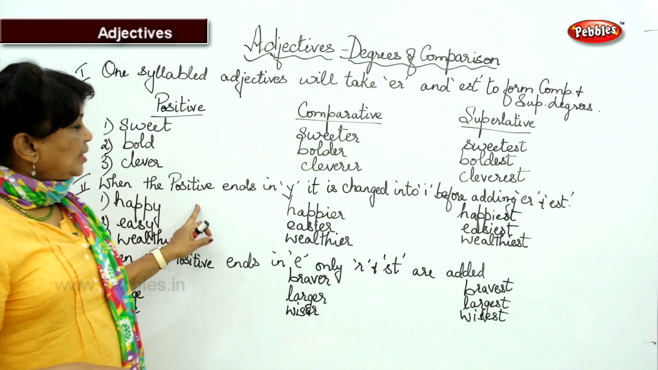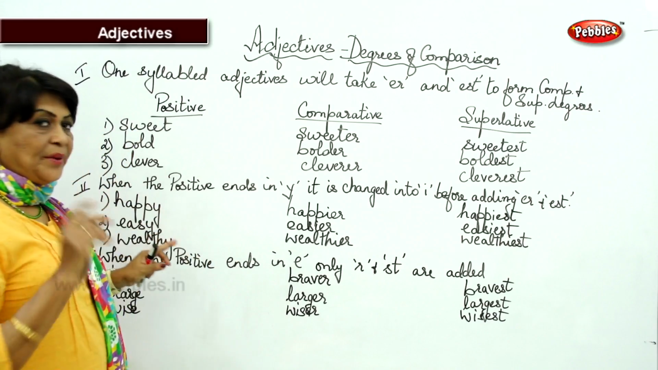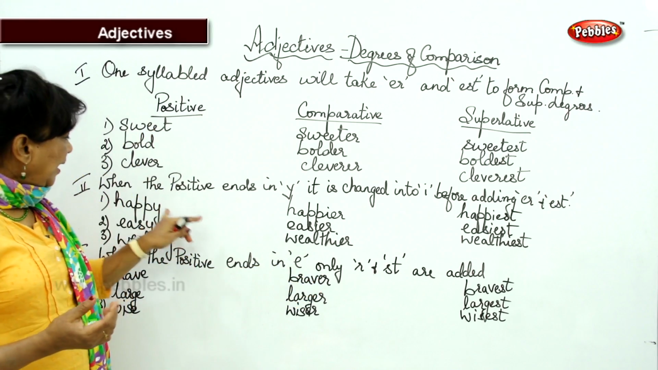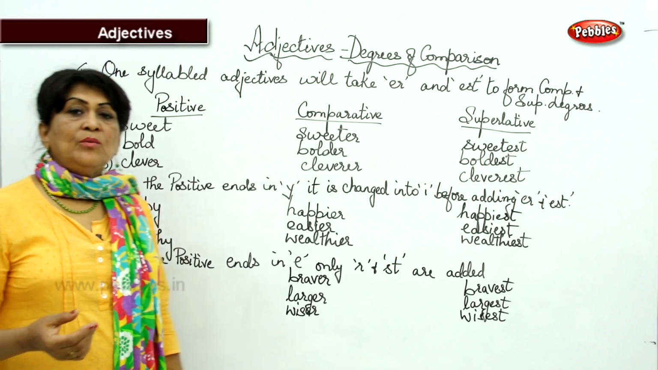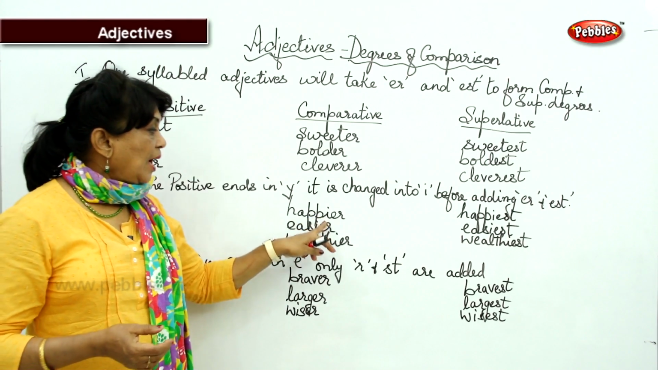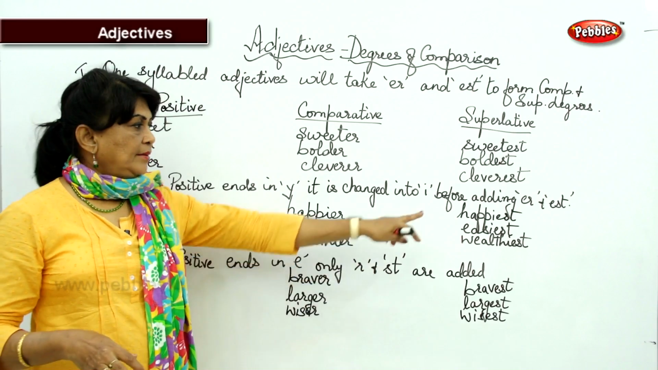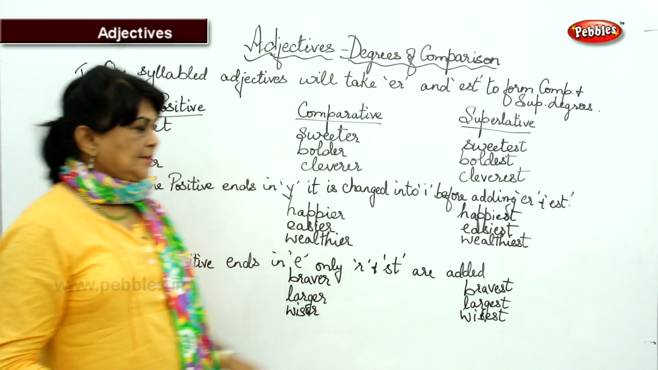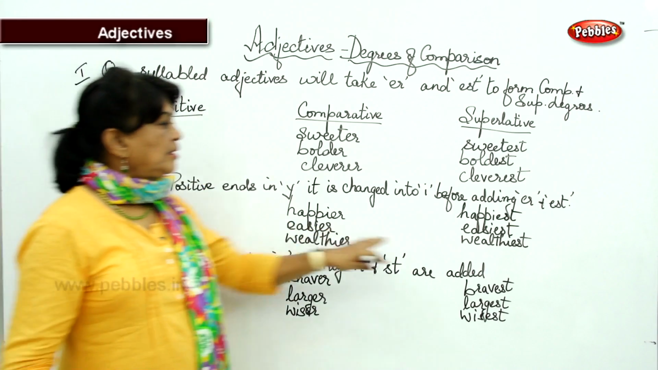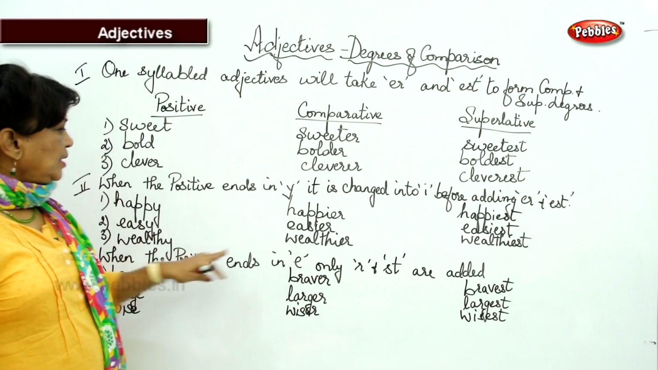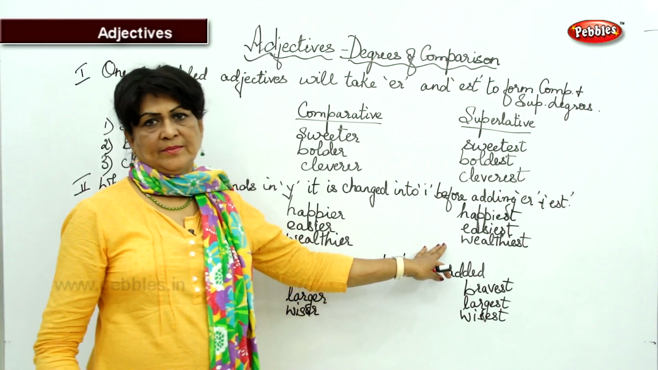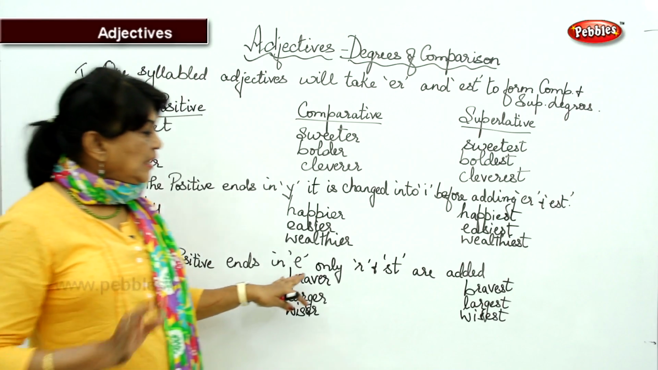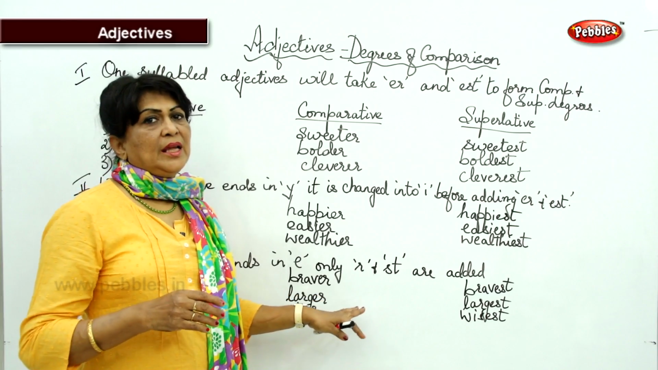When the positive degree ends with Y, happy, no matter whether it is single syllable or double syllable, what happens to that Y? It becomes I and it takes ER, and I and it takes EST. Happy, happier, happiest. Easy, easier, easiest. Wealthy, wealthier, wealthiest.